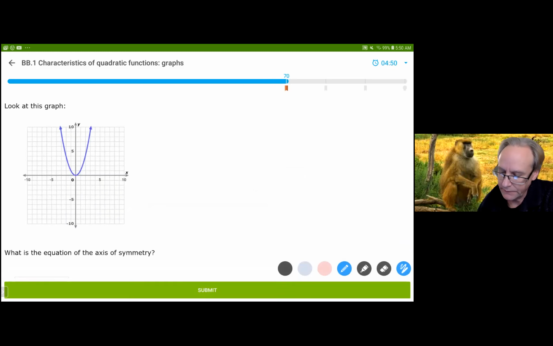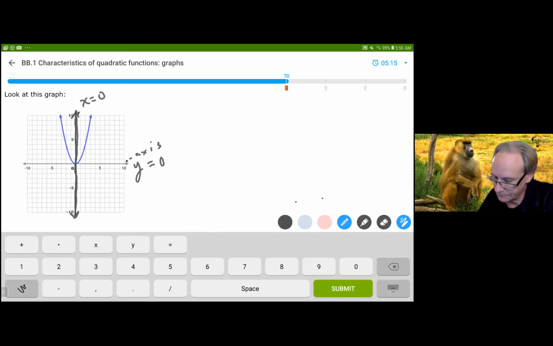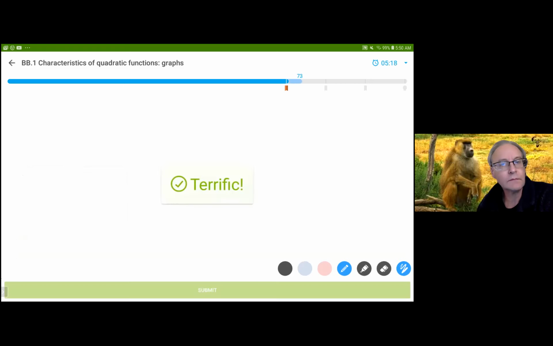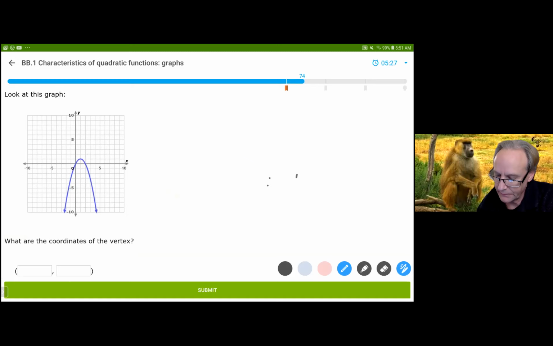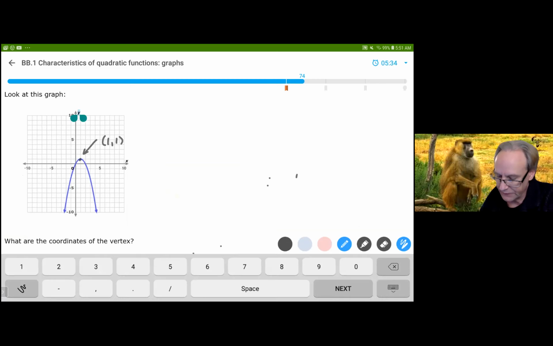Axis of symmetry, here it is, the y-axis, x equals 0. By the way, this is where y equals 0 for the x-axis. Obviously, this is the axis of symmetry because it cuts your parabola into two exactly equal parts that can be reflected onto each other. What are the coordinates of the vertex? The vertex is at 1, 1, isn't it? It's right there. That also happens to be the maximum.